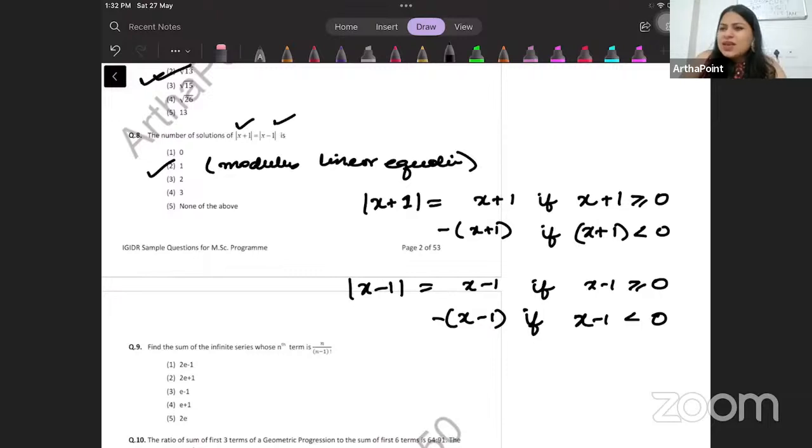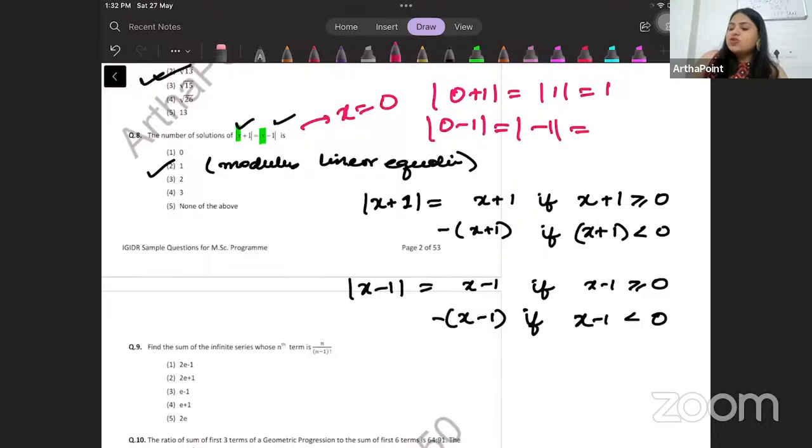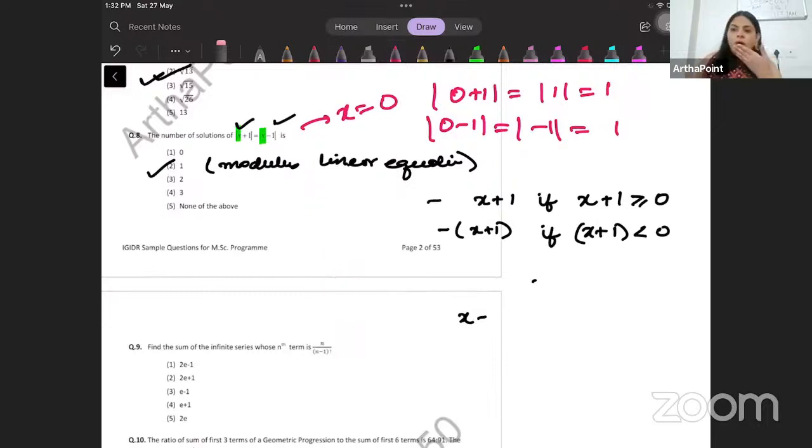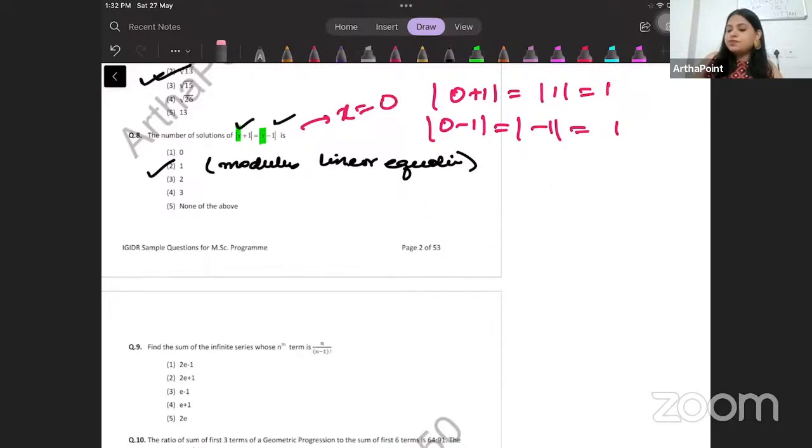Can you think of that value without even solving it? What should we put in x so that the two things become equal? Can I put x as 0? So 0 plus 1 mod will give me mod 1, and 0 minus 1 mod will give me mod of minus 1, which is 1. x equal to 0 satisfies these equations. I want you to think how you will go through this process, but it's not required. A linear equation will always have just a single solution. That's my claim. Okay, so now come to the next question.